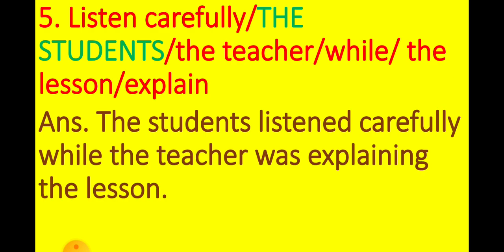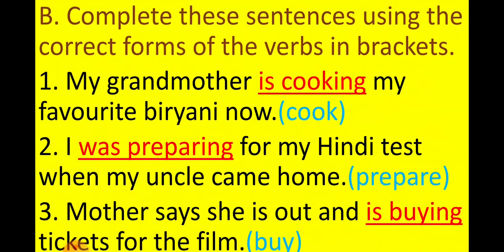Now let's take up Exercise B from the same part, grammar and usage. The question is, complete these sentences using the correct form of the verbs in the bracket. The first one is, my grandmother dash my favorite biryani now. And the hinted word is cook. We have to use either the present progressive tense or the past progressive tense of the verbs.